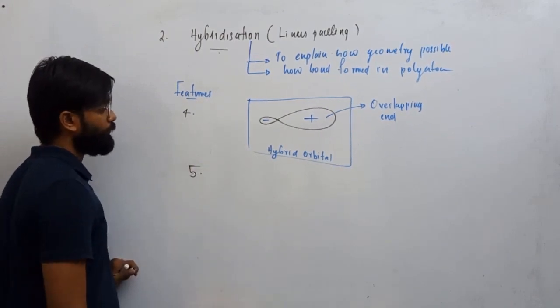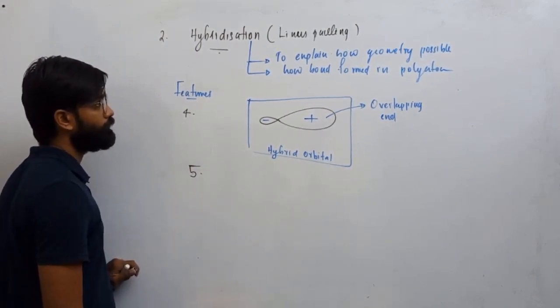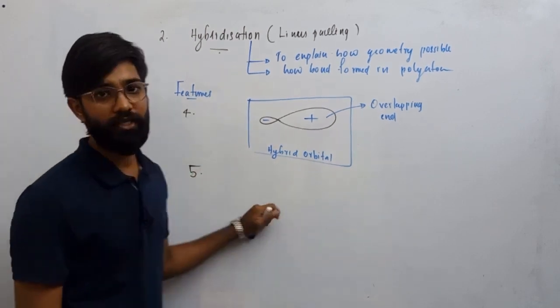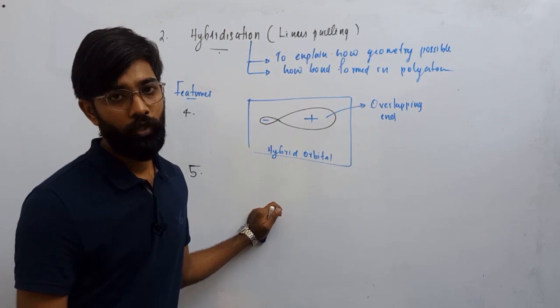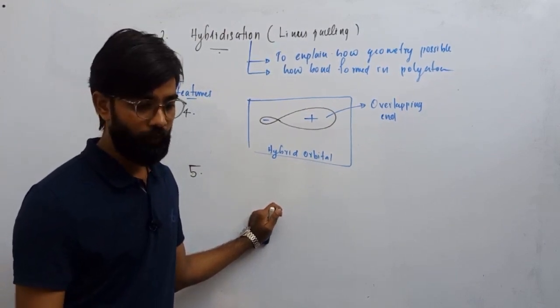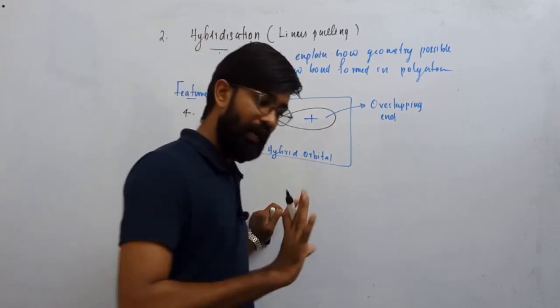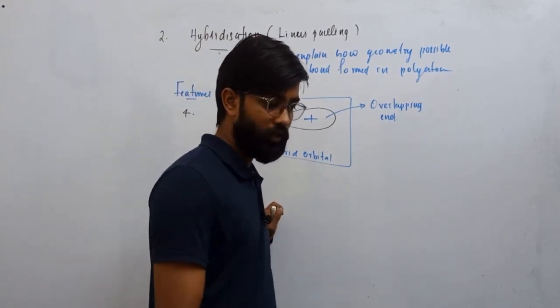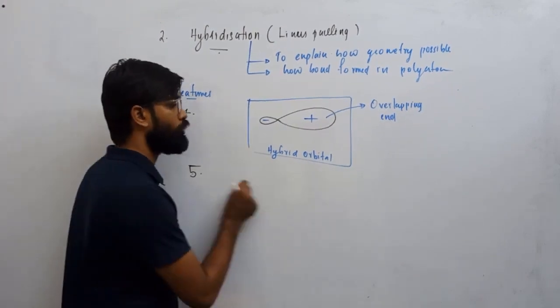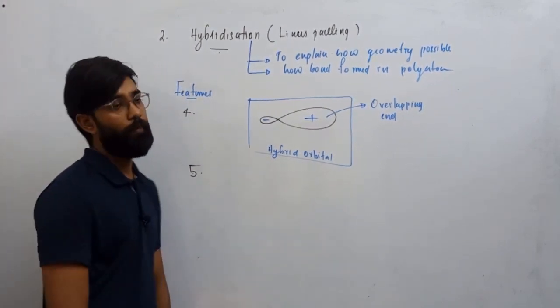Ready. So the fifth point: promotion of electron is not a necessary condition for hybridization. Copy that down. I'll explain what it means when I explain hybridization.